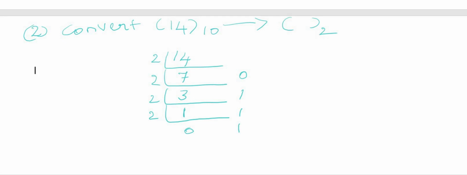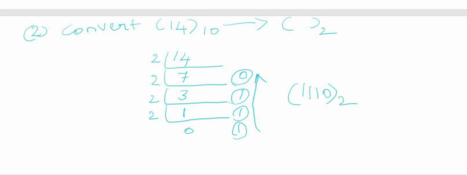So the binary number, we have to write from bottom to top. First I am writing this one 1, second 1, then this one 1, and last 0. First remainder last. This is the binary equivalent for the decimal number 14. So you can write here 1110 is the binary equivalent to 14.